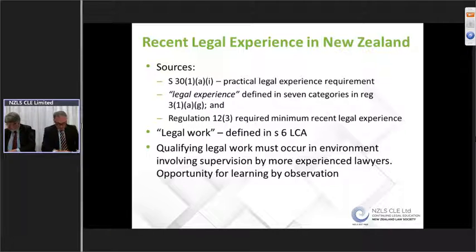Legal work is also a defined term in the Lawyers and Conveyancers Act, and I won't laboriously go through that, but it covers the reserved areas of work, legal advice, creating legal documents, and any work incidental to those categories of work. So you can expect that in assessing an applicant's recent legal experience as qualifying experience, the focus will be on the nature and quality of the work and whether it was in fact legal work.